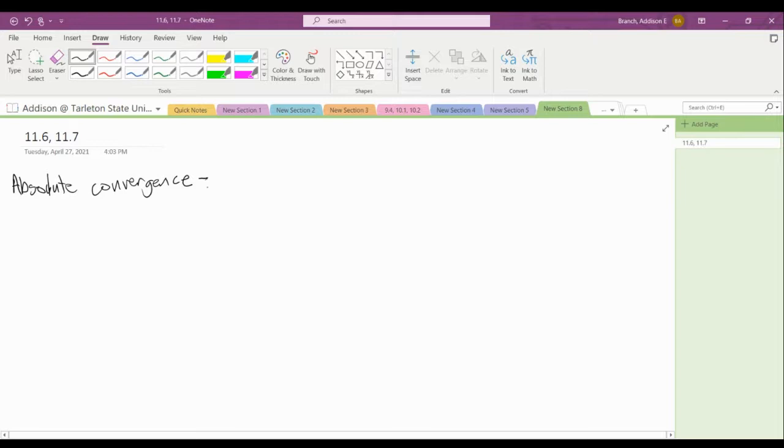By definition, absolute convergence occurs whenever your series a sub n will be absolutely convergent if the absolute value of that series is also convergent.